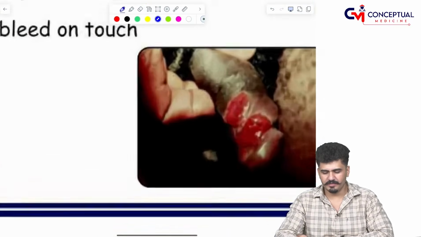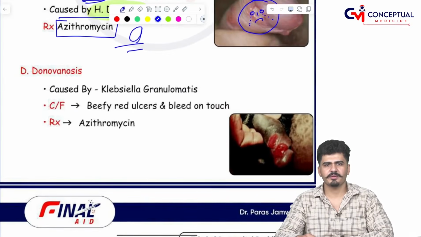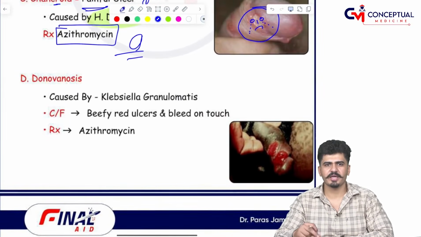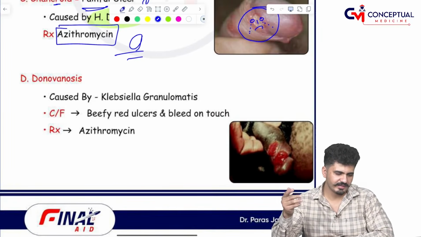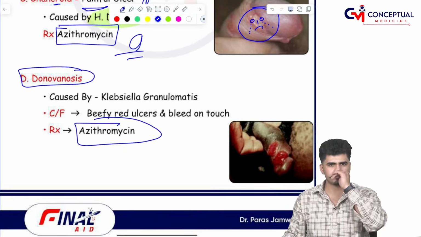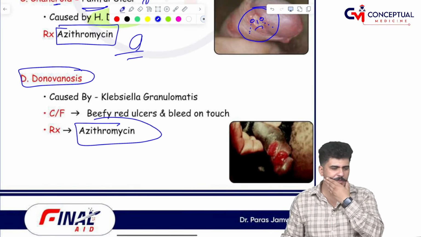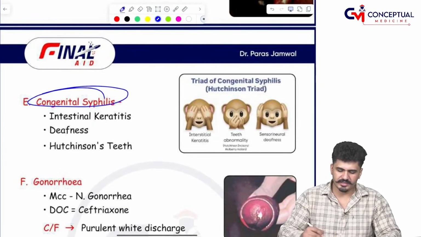What does it have? Beefy red ulcers which bleed on touch. So donovanosis is caused by Klebsiella granulomatis. Again, here the same problem is there. Now how are the tears coming? Tears of blood are coming. So remember, for the one with tears of blood also you have to say "aji chup ho jao". The drug of choice is going to be azithromycin. Okay? Azithromycin.